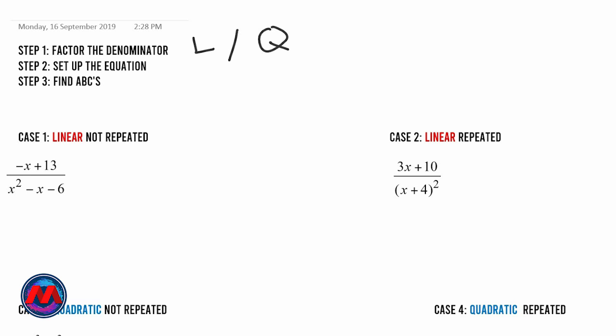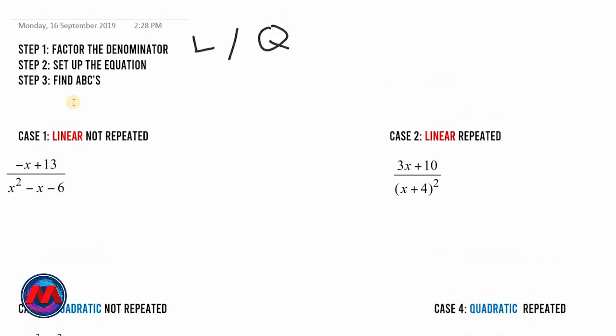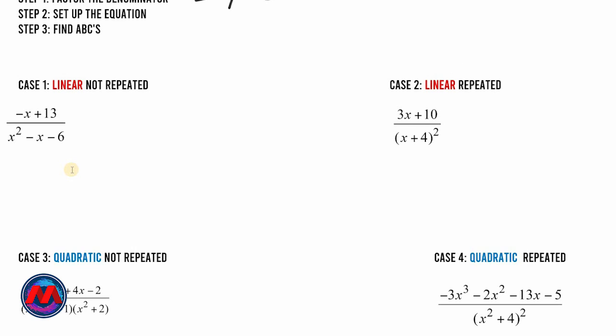Alright. So, let's try to look at the 4 cases of partial fractions. First here, case 1, linear not repeated. So, una, try natin gawin yung step by step. First is to factor the denominator. So, dito sa ating case 1, ifa-factor muna natin itong denominator natin, which is a quadratic equation. Kasi pwede naman siyang i-factor.